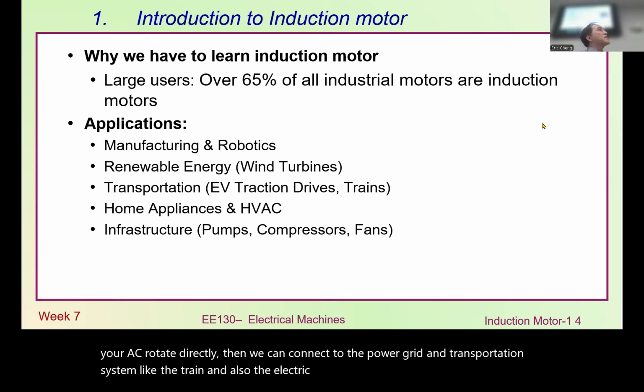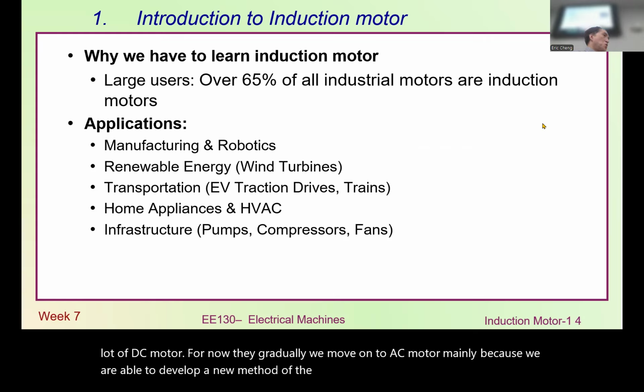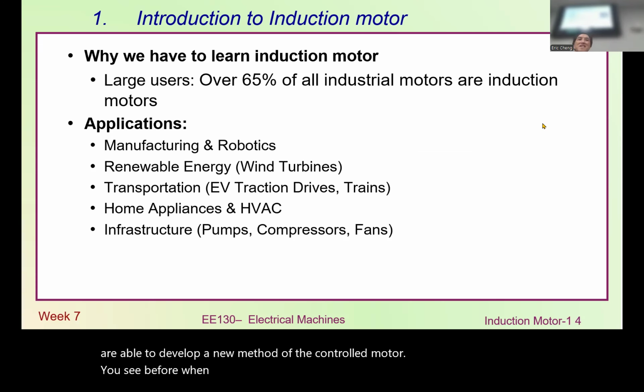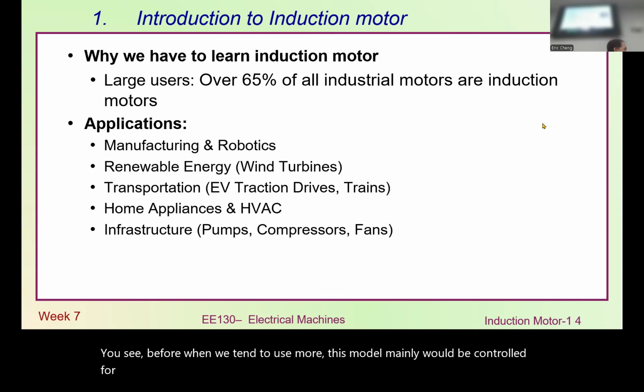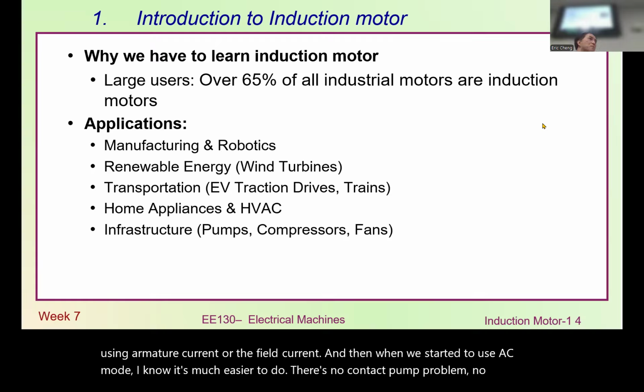I think in the old days, we still used a lot of DC motor, but nowadays gradually we move on to AC motor, mainly because we were able to develop a new method of controlling the motor. Before, when we used more DC motor, the control was simple. We can control the motor thrust, torque, and speed quite easily using armature current or the field current. Then when we started to use AC motor, it is much easier to build. There's no contact point problem, no commutator, but the control will be complicated.